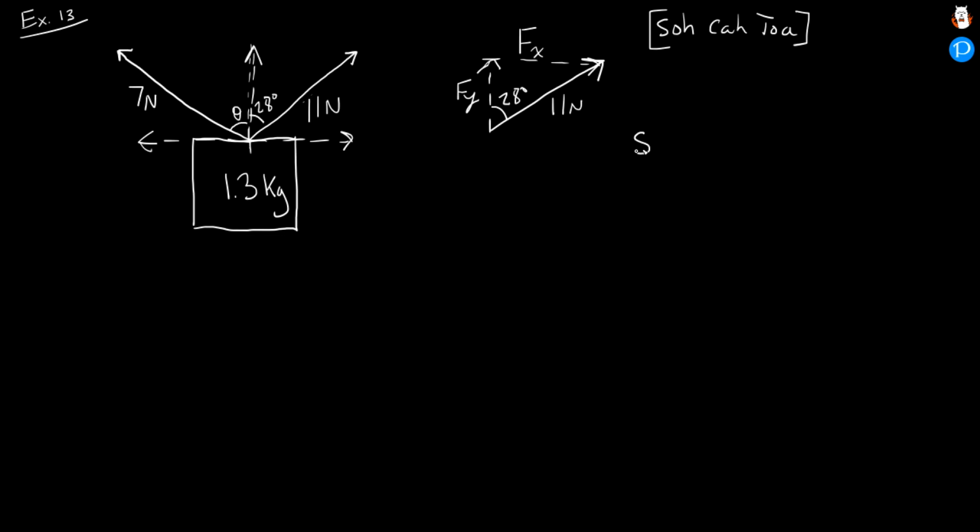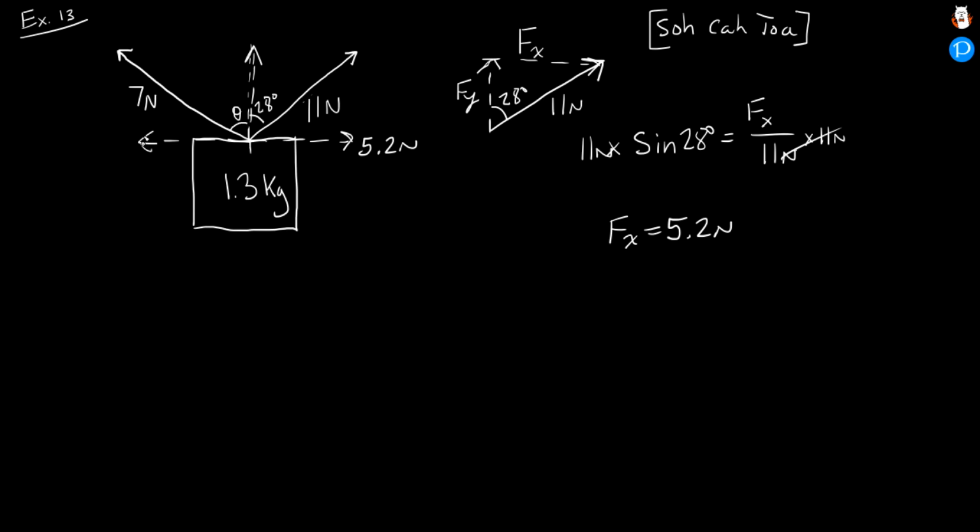So when we set up our equation, sine of the angle, 28 degrees, is equal to my opposite side, f of x, over the hypotenuse, which is 11 newtons. And so when I solve for this, I'm going to be multiplying by 11 newtons on this side. So my force in the x direction is going to be, let's see, sine of 28 times 11, so 5.2 newtons. That's the amount of force that is pulling to the right.